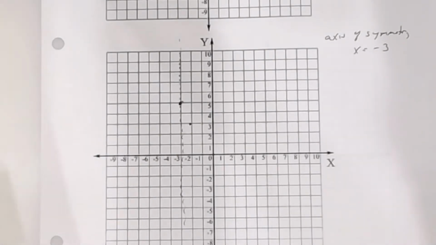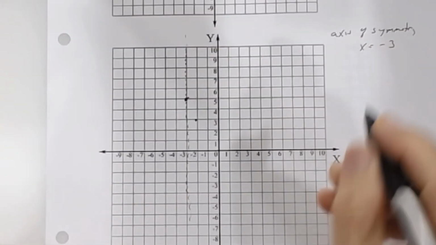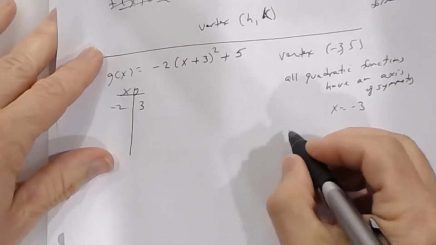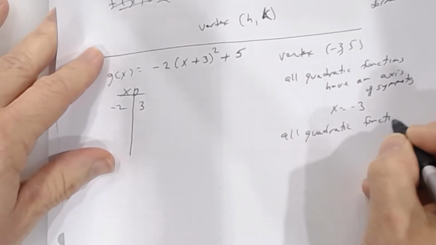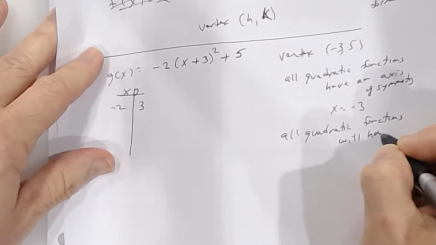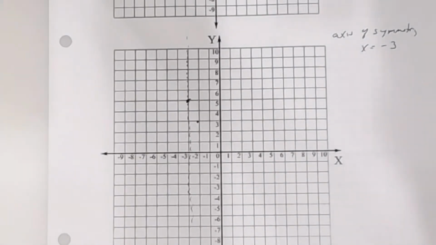Let me just go ahead and do this. I want you to notice this: all quadratic functions will have a y-intercept. So let's find the y-intercept. Since it's going to have a y-intercept, remember, how do you find your y-intercept? Let x equal 0. So let that be one of your points.